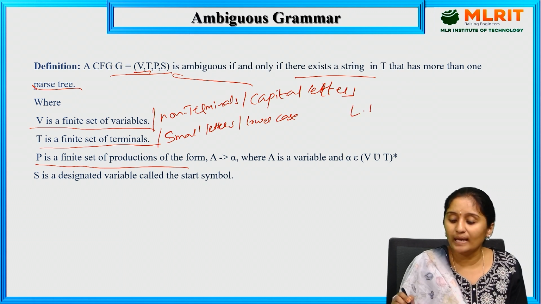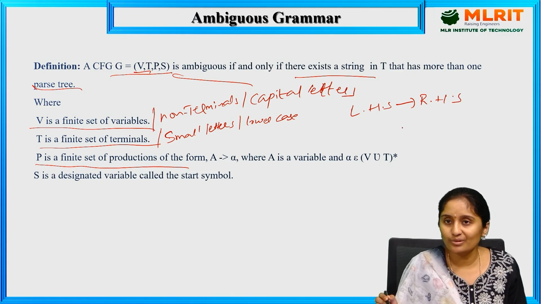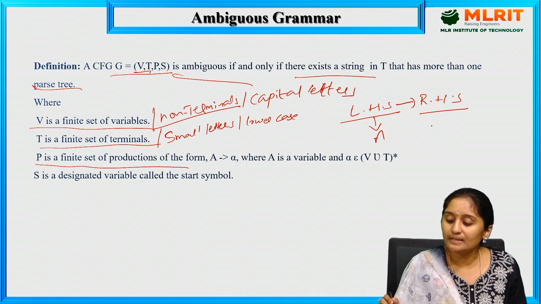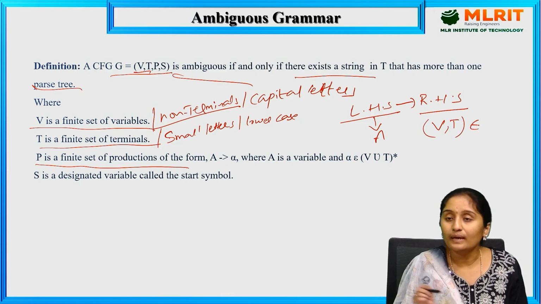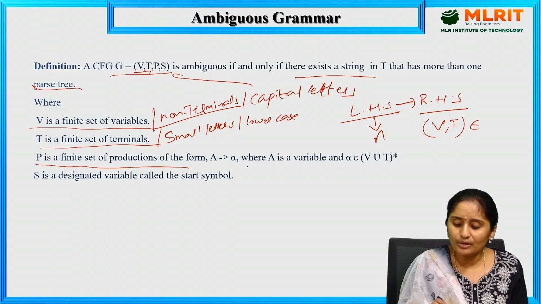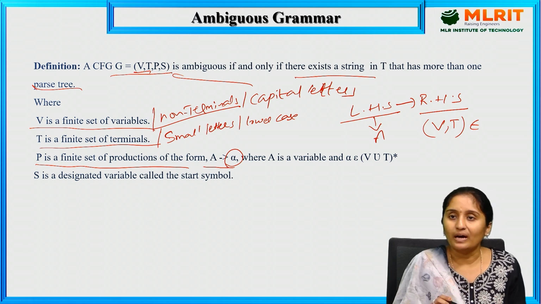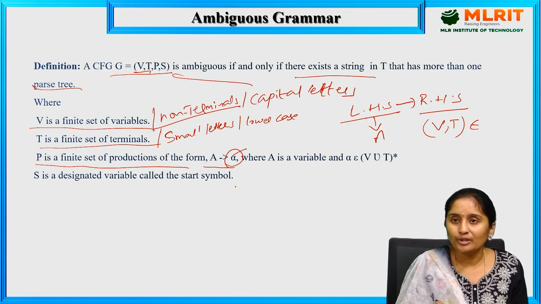The productions consist of LHS produces RHS. LHS is the left hand side and RHS is the right hand side. LHS consists of only capital letters, that is the non-terminals, and the RHS is a combination of terminals and non-terminals, or it can also have epsilon. Here A is a variable and alpha is the RHS, where the production rule is in the form of A produces alpha. A is the LHS, alpha is the RHS.